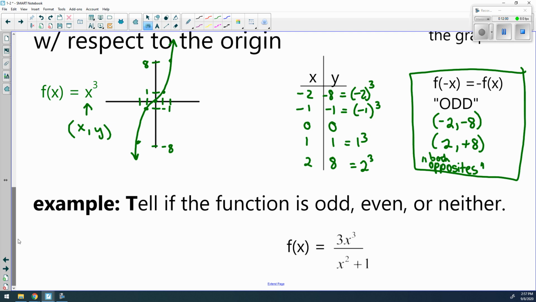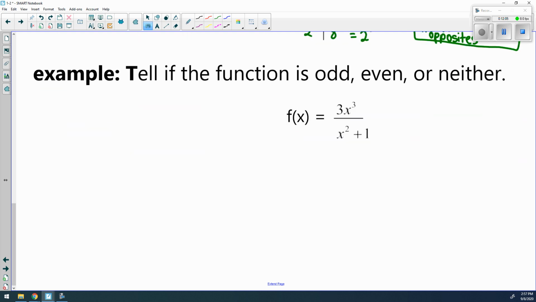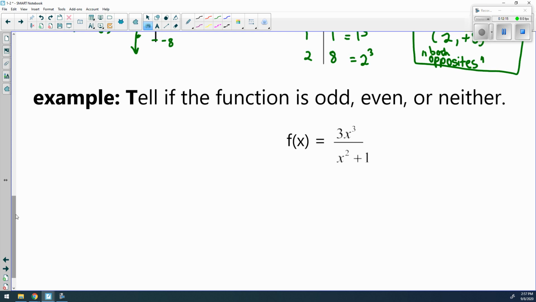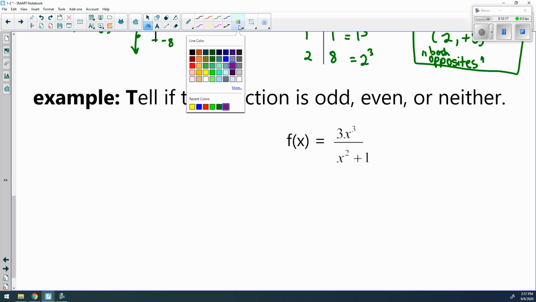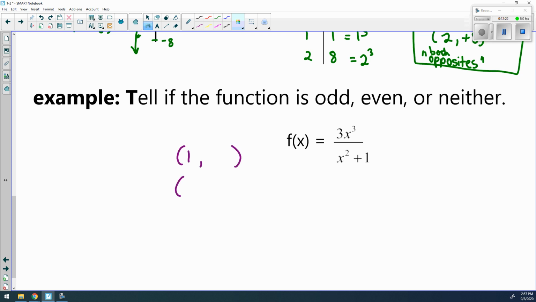All right, and then lastly, let's take a look at this function right here. f of x is equal to 3x to the third over the quantity x squared plus 1. So is this function odd, even, or neither? I have no idea what this graph might look like. So what I'm going to do right off the bat is pick some arbitrary points, like maybe 1 and then -1. So if I plug in 1, what is f of 1? f of 1 would be 3 over 1 plus 1, or 3 over 2. So I get out 3/2.